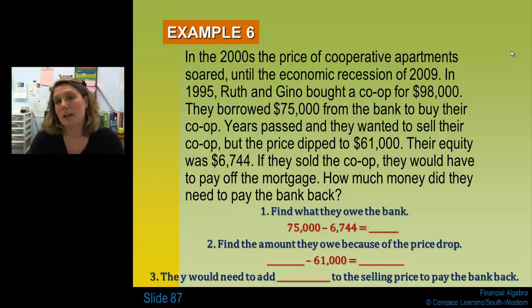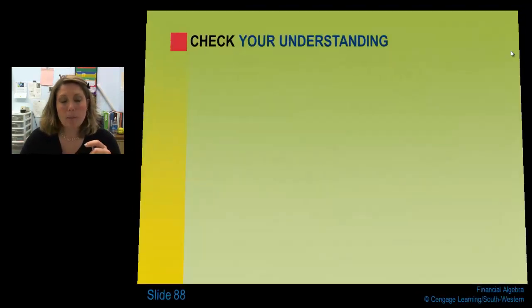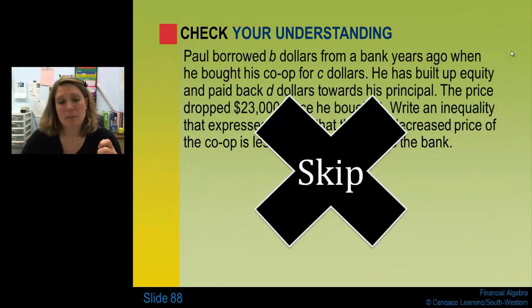So whatever you got in 2 is going to be your answer for 3. This is just 2 simple subtraction steps here. You need to do this side work on this slide and then fill in those answers. And then the check your understanding, we're going to skip this question. And that's the end of chapter 8.